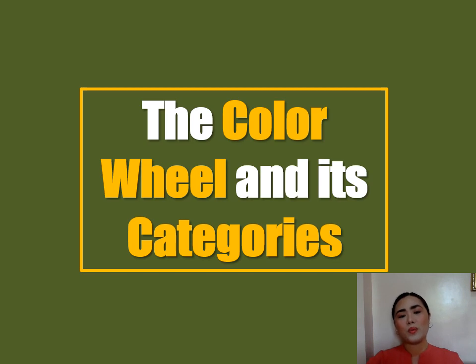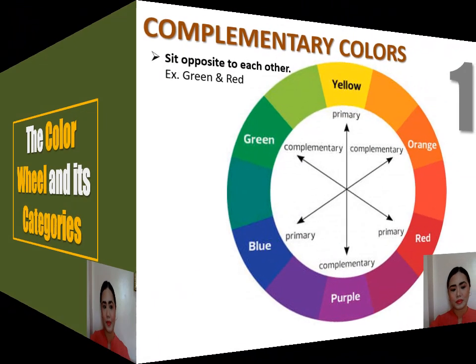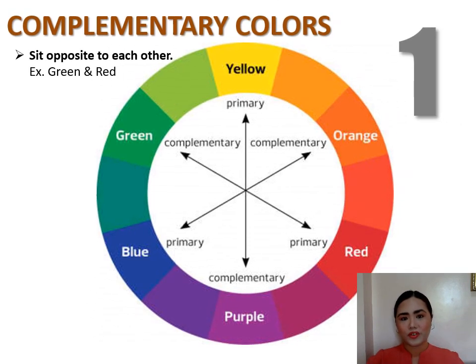Now, let us continue with the color wheel and its categories. The first category are complementary colors. Complementary colors sit opposite to each other. Our example, we have green and red. You have orange and blue. We have yellow and purple.